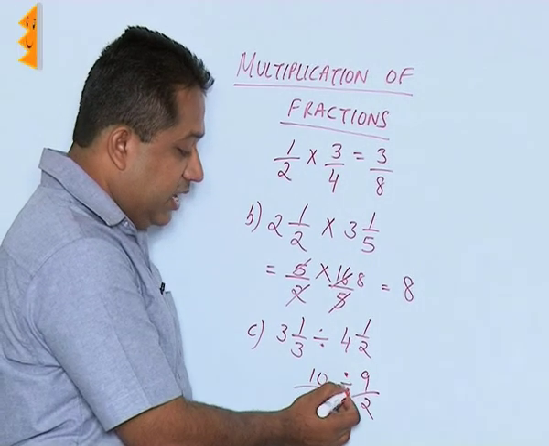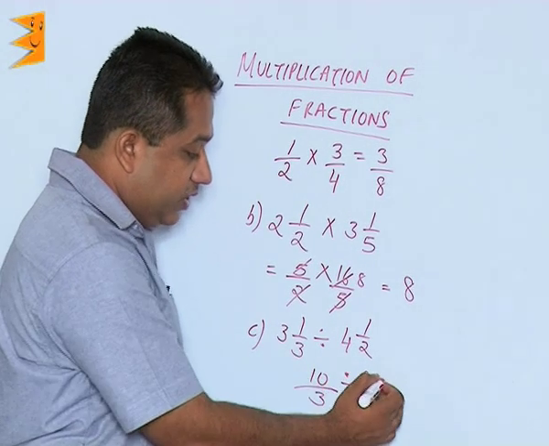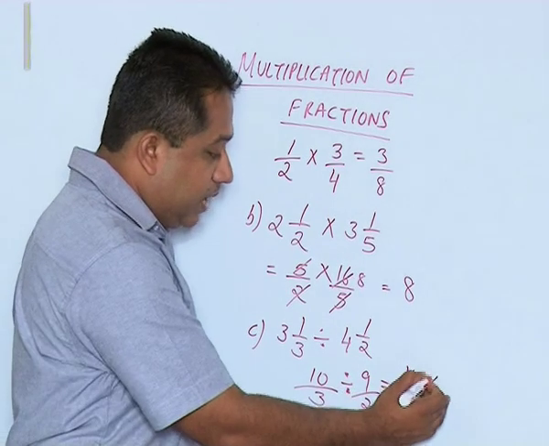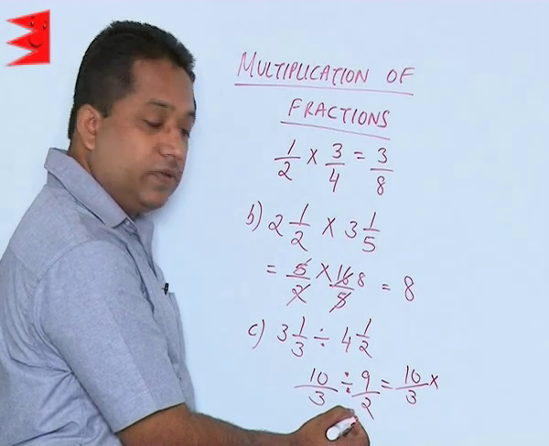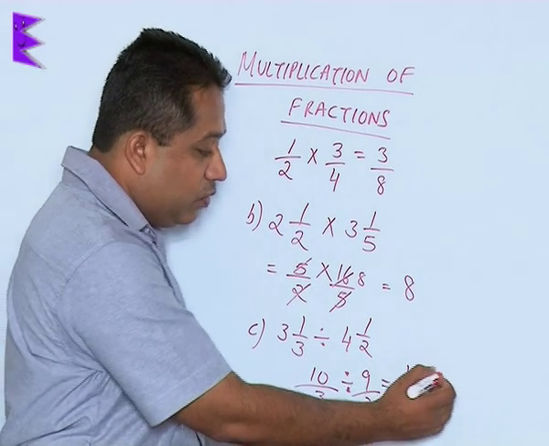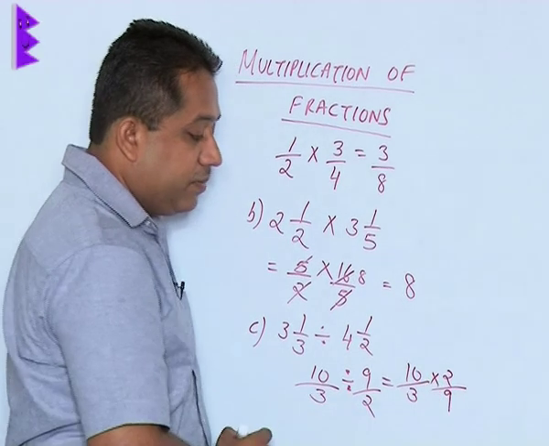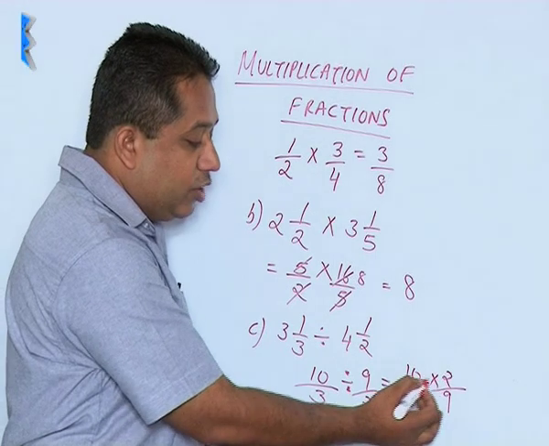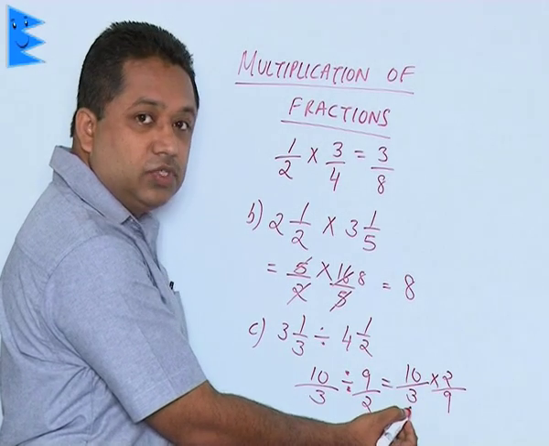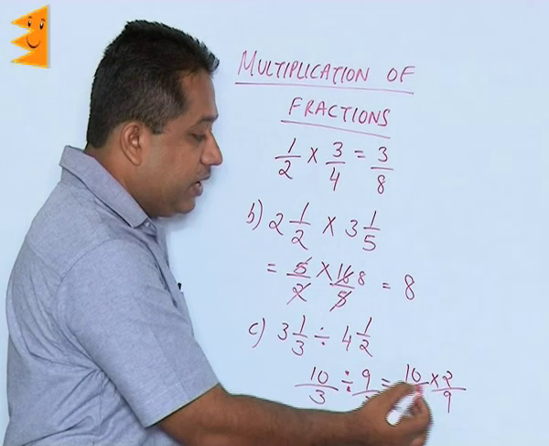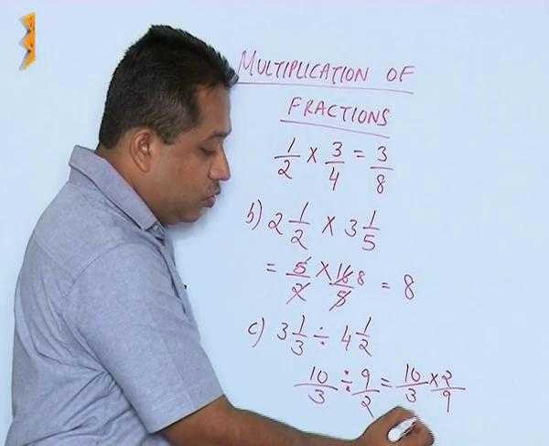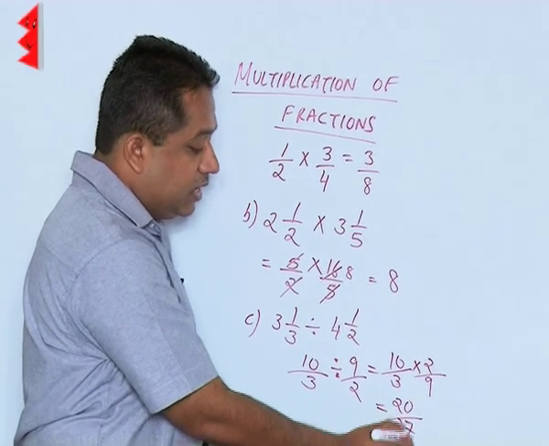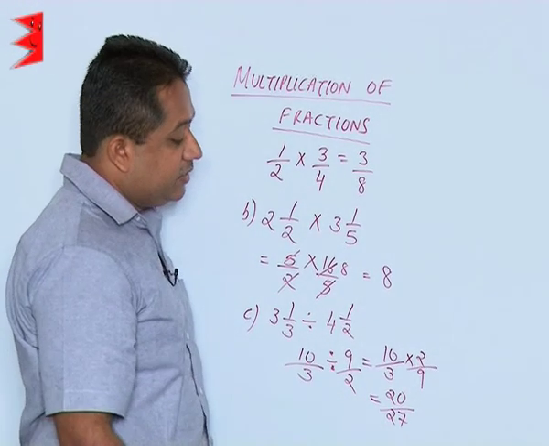Now, the division sign can be solved by taking the first number as it is. So, 10 by 3 I will take as it is and multiplied by the reciprocal of the second. So, reciprocal of the second means 9 by 2 will become 2 upon 9. Now, we are going to see whether something is cancelling. We find that numerator and denominator do not have any common terms. So, that means we will simply multiply the two terms. So, therefore, 10 into 2 we will get 20, 3 into 9 we will get 27. So, we get a proper fraction 20 by 27.